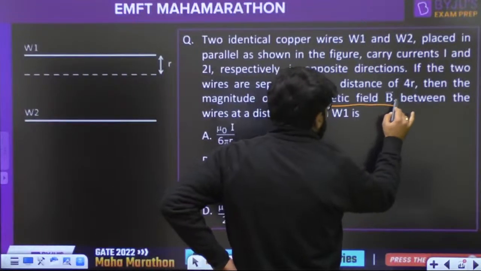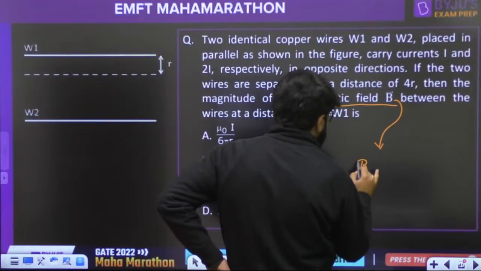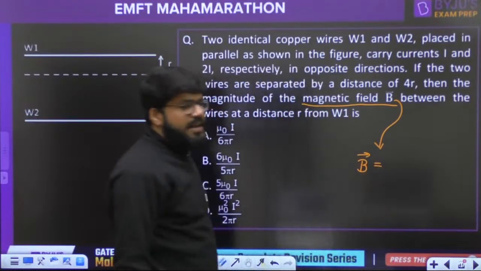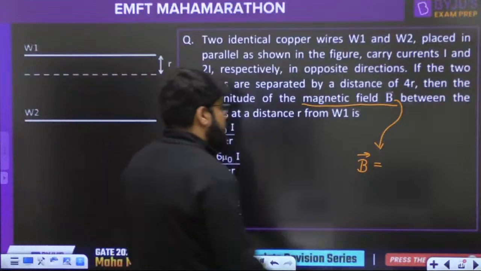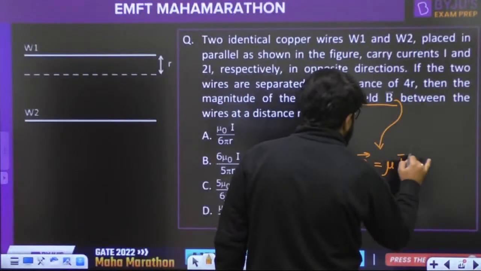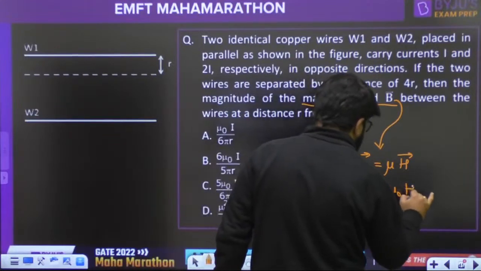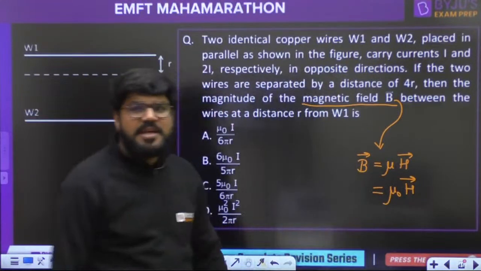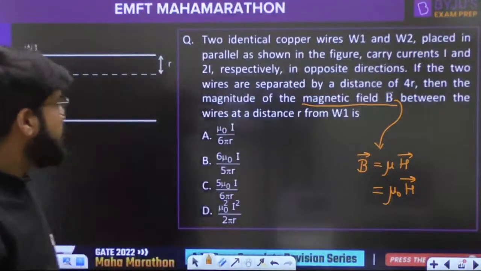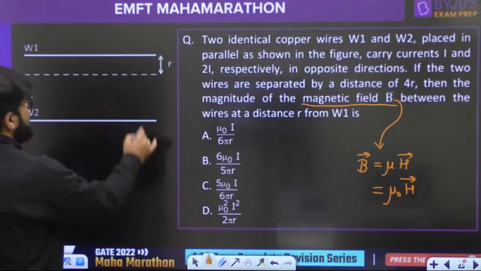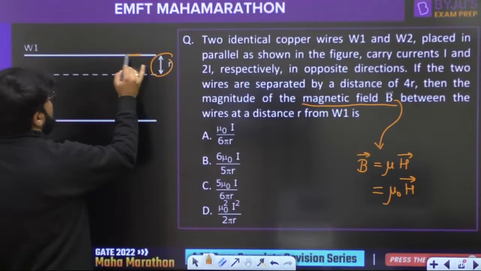B is actually known as the magnetic flux density, and that is given by mu into H. What is the mu here? Nothing is mentioned. So free space लेंगे तो mu will be mu naught. So let's take B is equal to mu naught H, and the H formula we know, right? Between the wires at a distance r, at this distance r from W1.